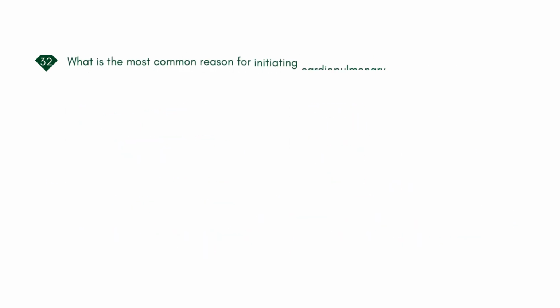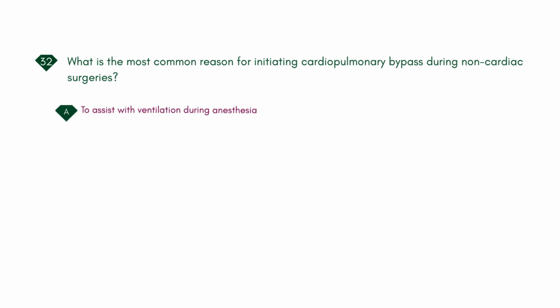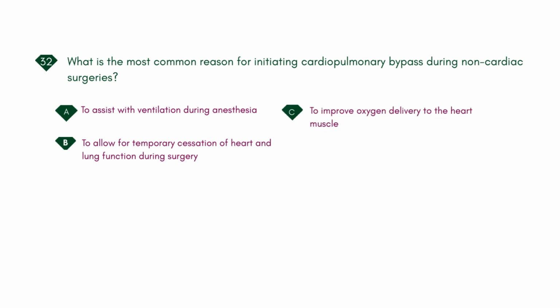What is the most common reason for initiating cardiopulmonary bypass during non-cardiac surgeries? A. To assist with ventilation during anesthesia. B. To allow for temporary cessation of heart and lung function during surgery. C. To improve oxygen delivery to the heart muscle. D. To provide a bloodless surgical field.